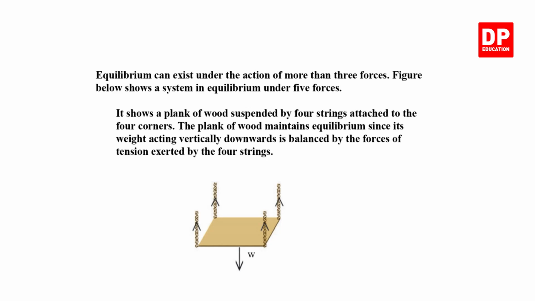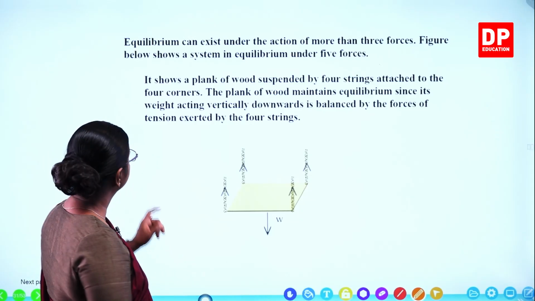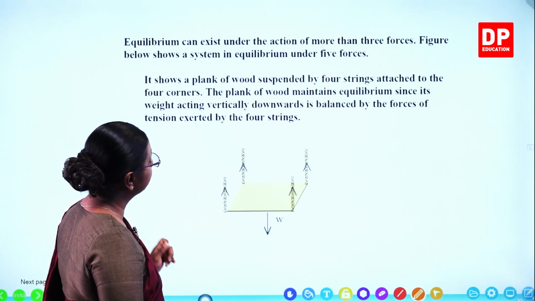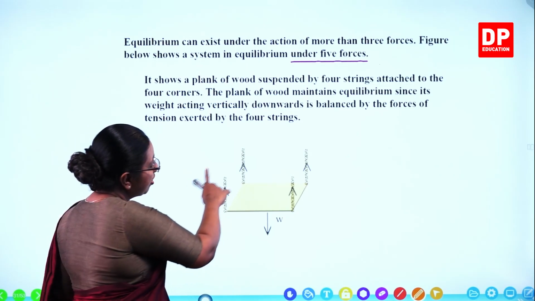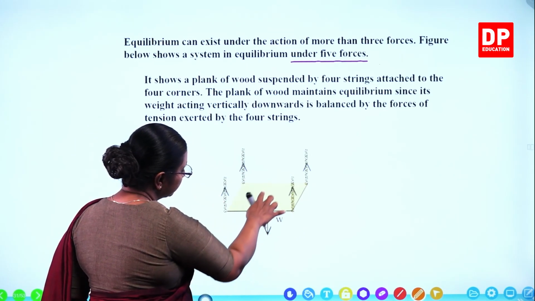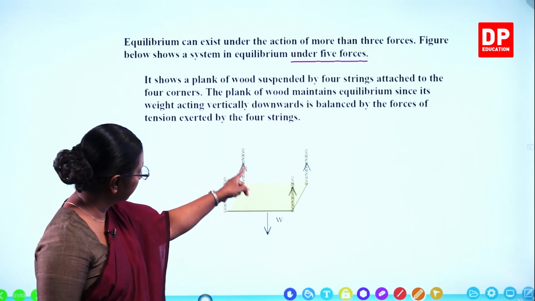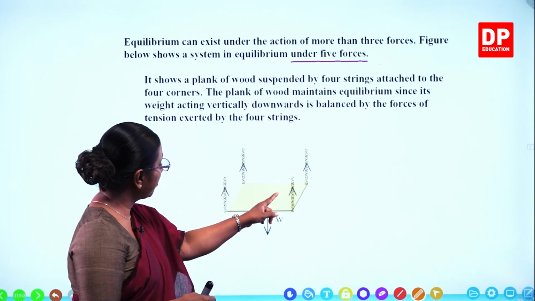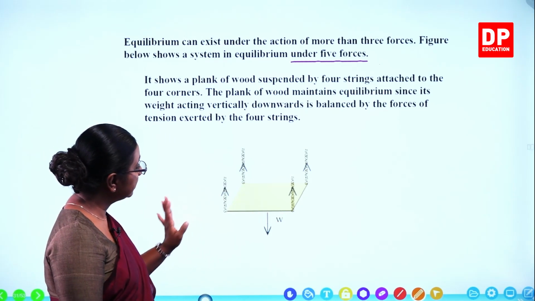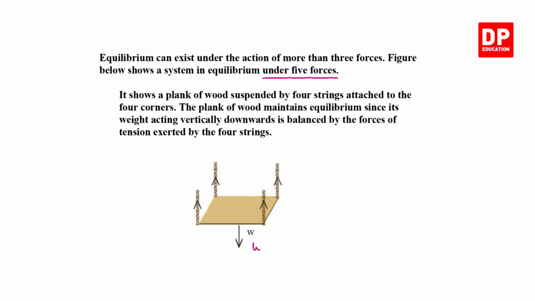Equilibrium can exist under the action of more than three forces. Figure below shows a system in equilibrium under 5 forces. So there are 5 forces. So you all can look at this figure. What are the forces? As you can see, this is a swing with 4 strings attached to it, 4 ropes holding it from all 4 corners. So here downwards is the weight that is marked as W. And then what is the force acting upwards along the rope or the string? That is going to be the tension, T.